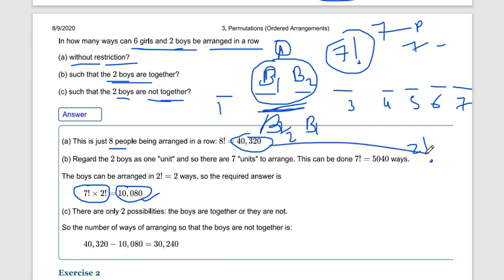So how do we calculate? We simply take the difference between these two numbers. So we can get the number of arrangements in which 2 boys are not together. This is the total number and this is when 2 boys are together. So we simply subtract from the total: total number minus 2 boys together gives the number of ways that 2 boys are not together.